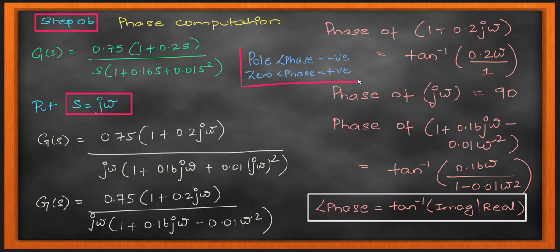So the phase of a pole is negative. The sign is negative for poles and positive for zeros. Good. So for the phase, the phase of a pole is negative and the phase of a zero is positive. Alright, so now I'm putting the signs: for my zero, I'm putting positive, and for my poles, I'm putting negative. Good. So now I can write the final phase equation.